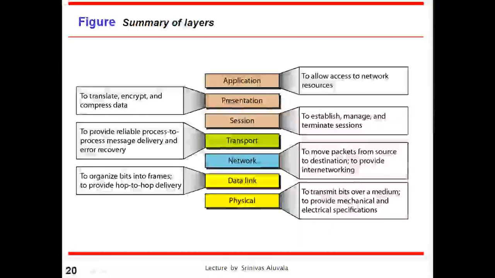Transport layer: it provides reliable process to process message delivery and error recovery. The simplest way to summarize the network layer: it moves the packets from source to destination to provide inter-networking. Data link layer: it organizes bits into frames and provides hop-to-hop delivery. And coming to the physical layer, the bottommost layer of the OSI model, it takes the responsibility of transmitting bits over a medium and provides mechanical and electrical specifications. And this is the brief summary of all the layers of the OSI model, the Open Systems Interconnection Model.